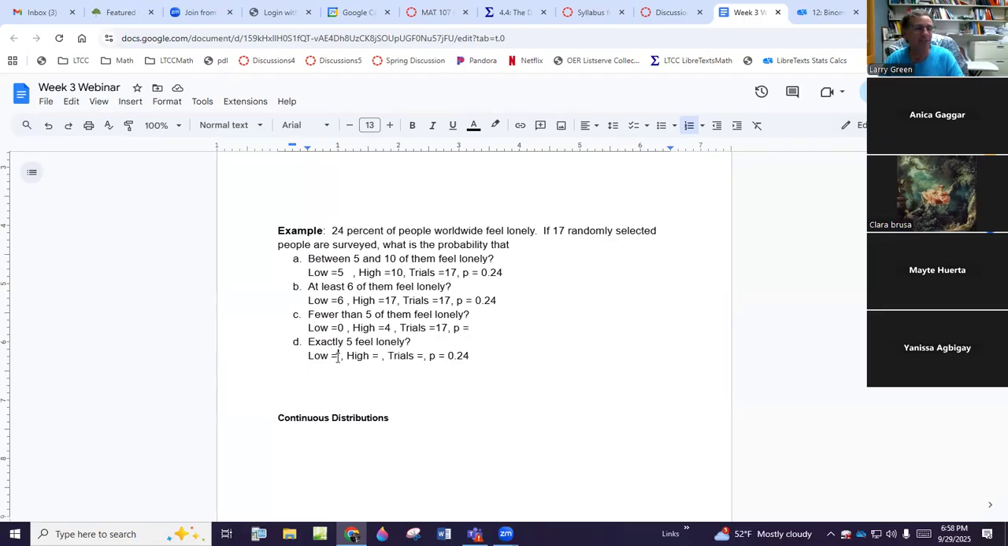How about exactly five? What's the low for exactly five? Five. What's the high for exactly five? Also five. Same P and same trials. Any questions on this before I move to chapter five?